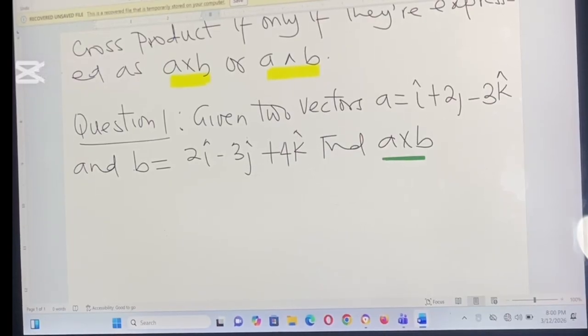Please take note. So how do we use matrix method to solve cross product? Okay. Now we have to solve this step by step.